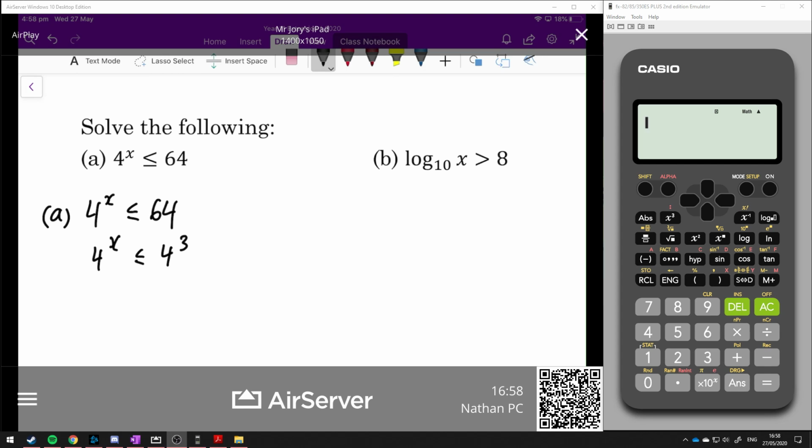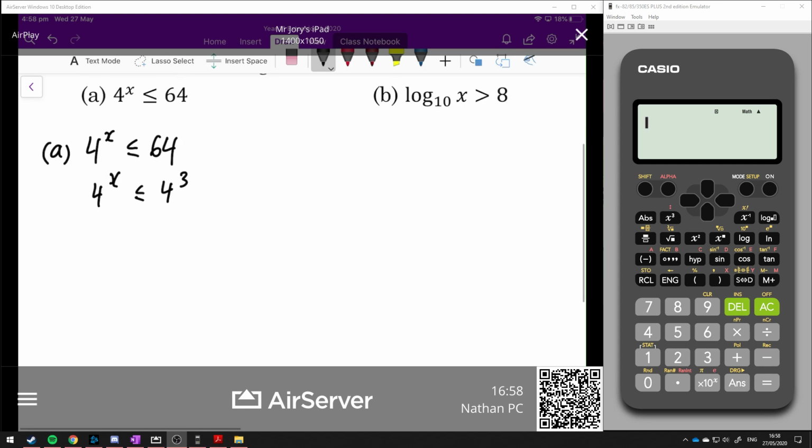When is 4 to the power of x less than or equal to 4 to the power of 3? Well, it's just when x is less than or equal to 3. And we can verify that too with any number. So let's think about a number, 2. 2 is less than or equal to 3. So if I put 4 to the power of 2, is that less than or equal to 64? Well, 16 sure is, so that's definitely one that works.